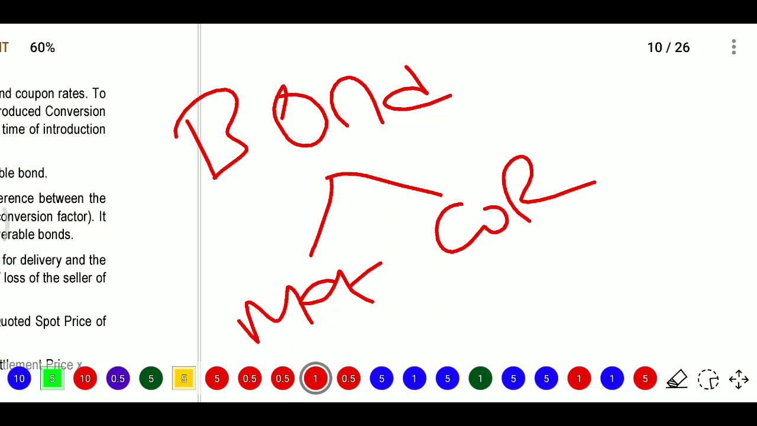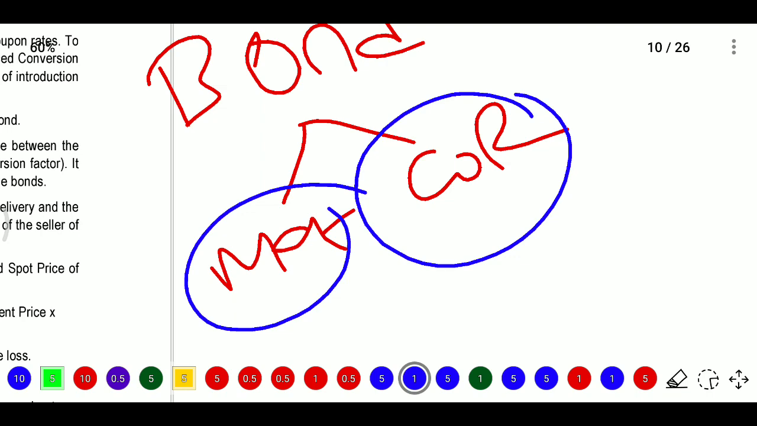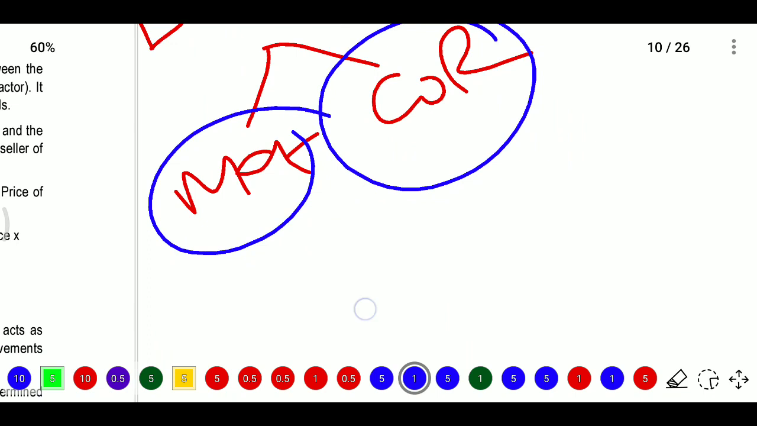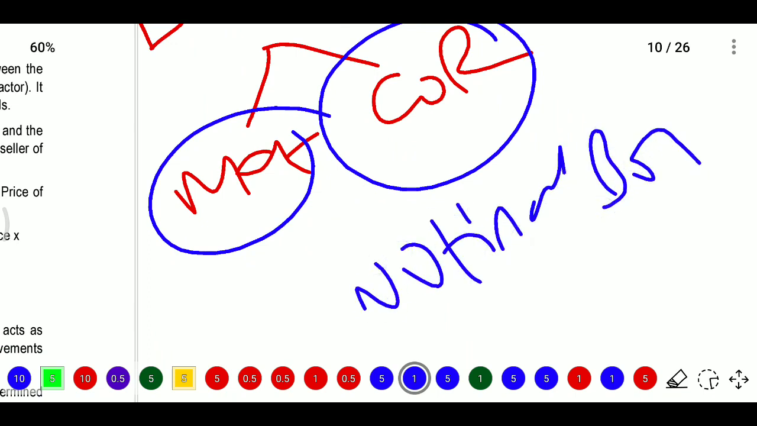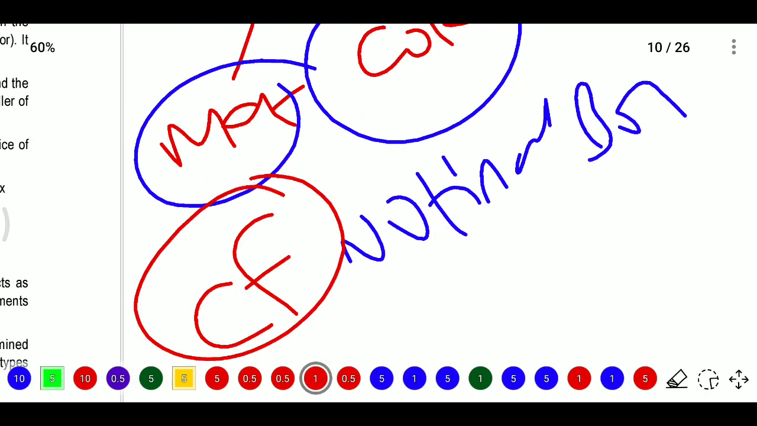Now we need to make the bonds comparable to each other, so we need to compare all the different bonds we have now. We also need to compare them with the notional bonds, some standard bonds, known as notional bonds. Here the RBI, the Reserve Bank, may introduce a conversion factor for each deliverable bond.